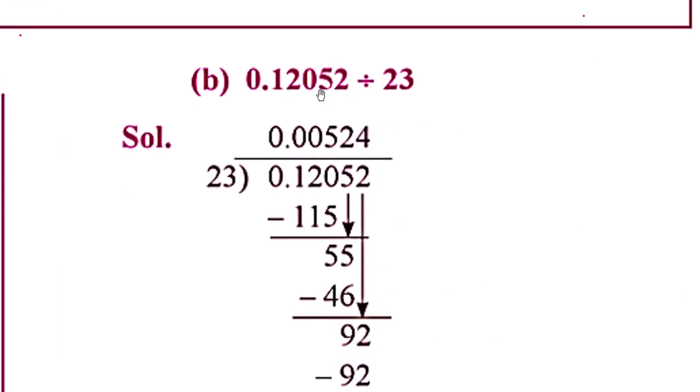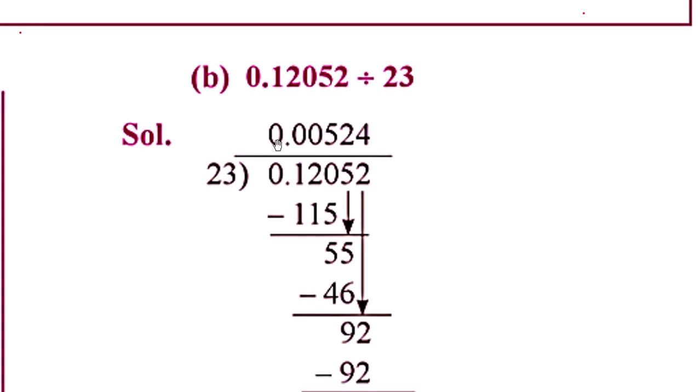Next, 0.12052 divided by 23. With 23, if you take 0, it is less than 23, not divisible. So we have to keep 0 here in the quotient. Next, the point, upside point. 1 also is not divisible, 0, 1 is less than 23. So we can take 0 here. Next number 2. 12 also is less than 23. We cannot divide. We can take 0 here.